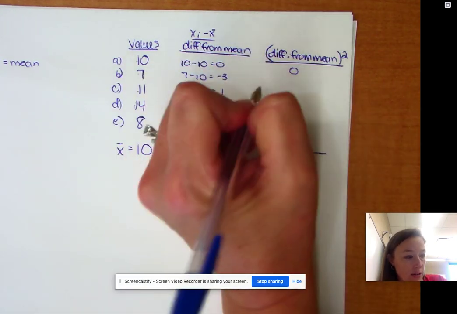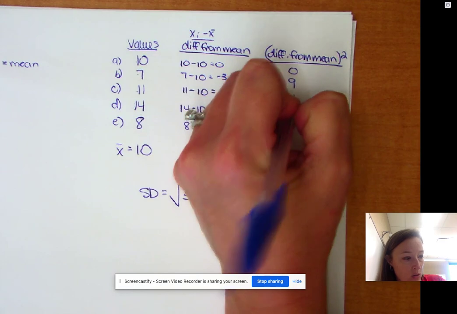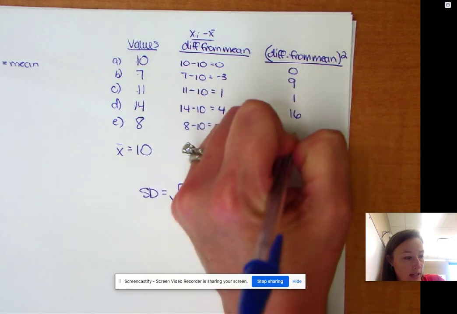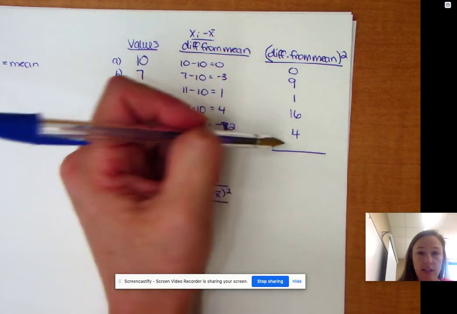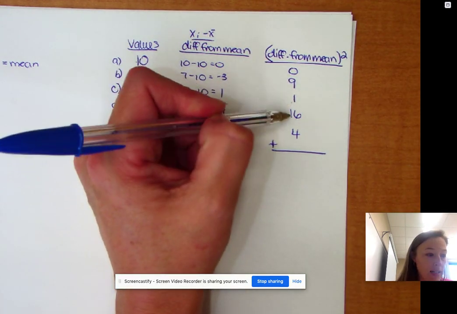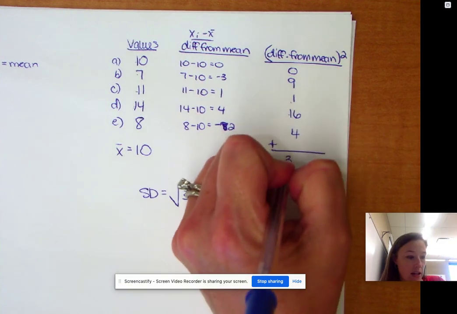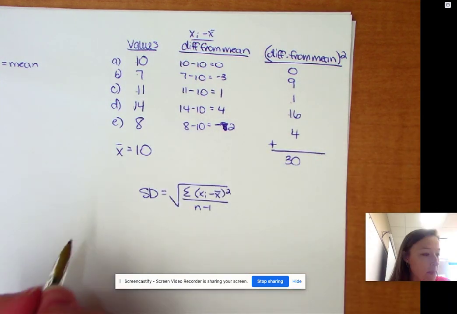So 0 squared is 0, 3 squared is 9, 1 squared is 1, 4 squared is 16, and 2 squared is 4, okay? Then we're going to add these up together. So that's going to be 9, 10, 26, 30. Okay, hopefully I'm doing my math right.